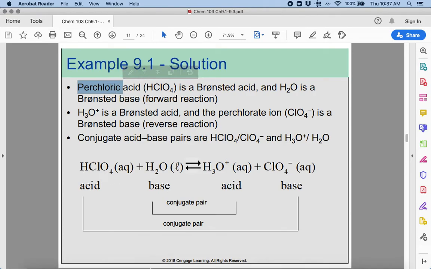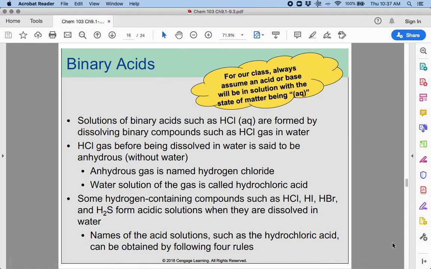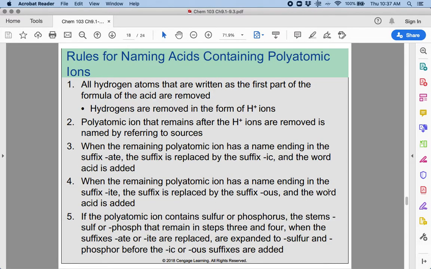So we're going to go through and describe how we name acids and bases that have polyatomic ions in them. And these rules are sometimes referred to as "ate-ic-ite-ous," right? It's a little joke, but it helps you memorize it.